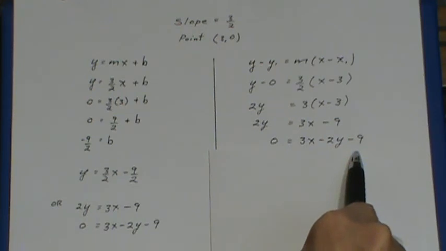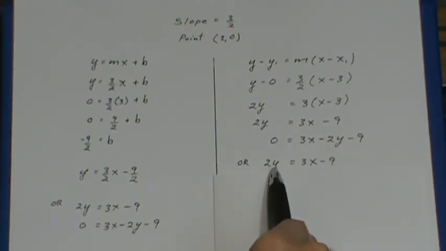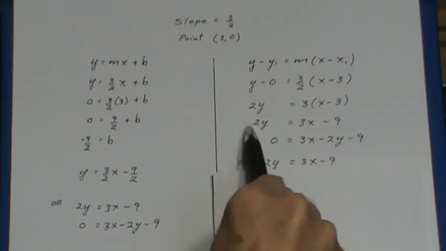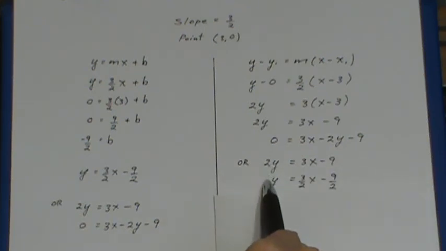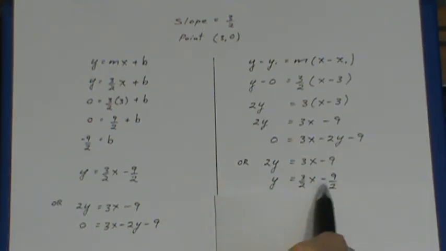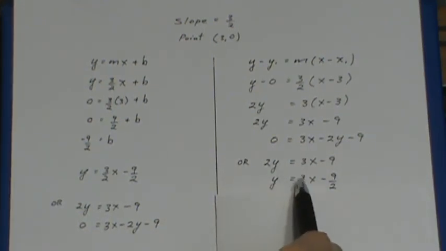If you want it in the y equals mx plus b form, simply bring the 2y back to the left side, just the same as we had it up here. Divide through by 2, the 2 is gone here, and here is our y equals mx plus b, and that's our answer.